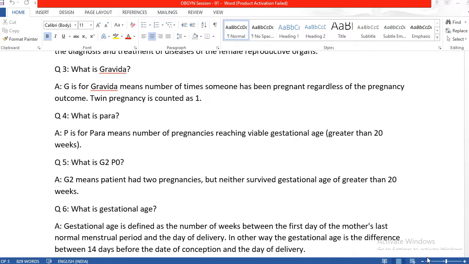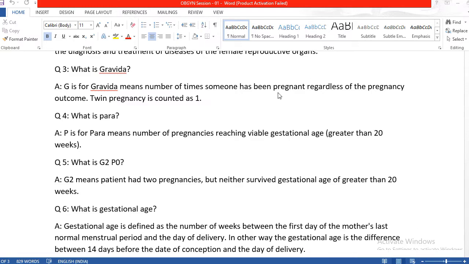Question 3. What is gravida? Usually whenever we find OB-GYN documents, we will find this G. So here G is for gravida, meaning the number of times someone has been pregnant regardless of the pregnancy outcome. A twin pregnancy is counted as 1. So what is the pregnancy outcome here? Like how many infants are delivered in that particular pregnancy or encounter. So basically pregnancy outcome means whether delivery occurred or not.